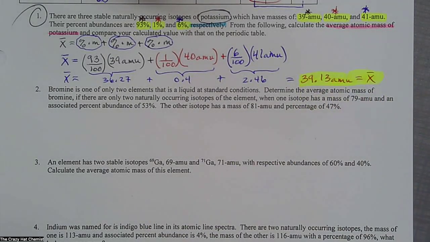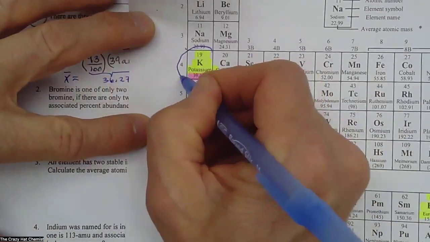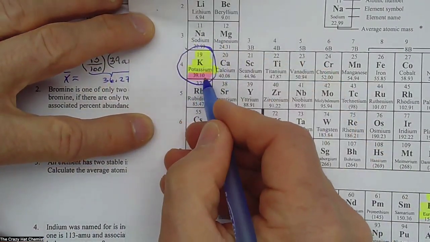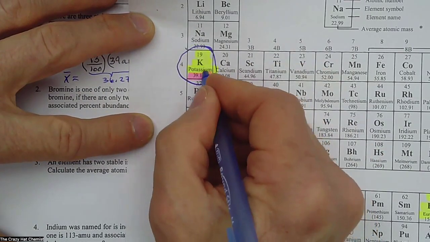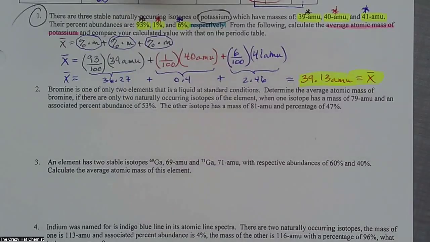Hopefully you got that. And now we're going to compare this with what's on our periodic table for potassium. We already found potassium earlier, but 39.13 is the average. On our periodic table, I have 39.10. So this 39.10 and this 39.13 are very close to each other. That's a good thing, and that's going to work very nicely for us.